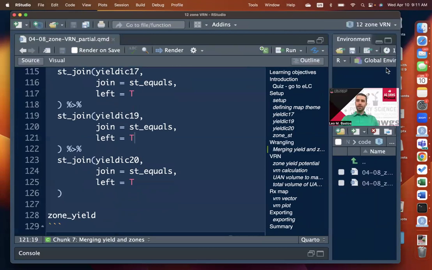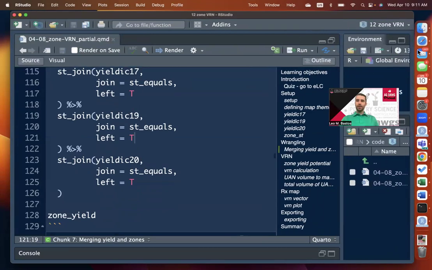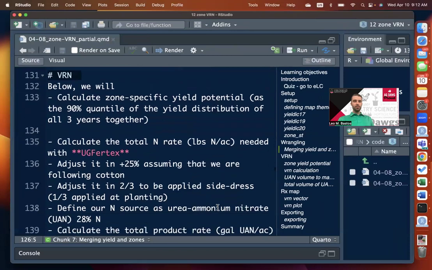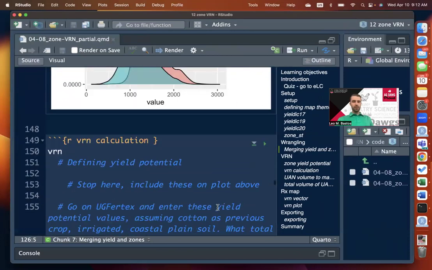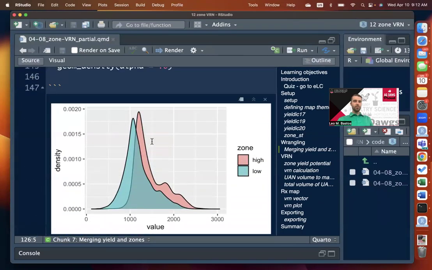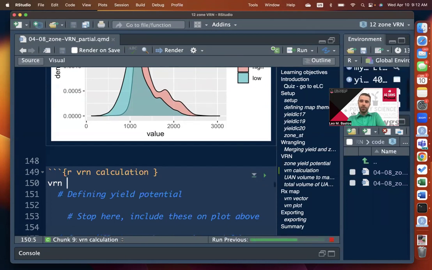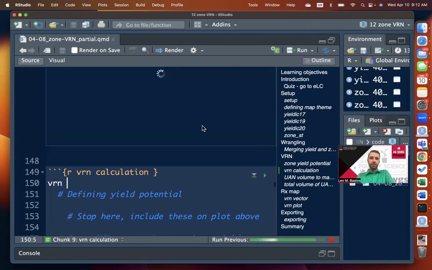If you are seeing what I'm seeing on my side, where my environmental variables are not showing up, we can just come to the last chunk that we worked on, which I believe was this one here, where we're looking at the distribution of the yield data for the zones. Come to the immediate next chunk after that, and hit the button here, run all chunks above. That is going to run and create the variables that you need in your environment for us to keep going.